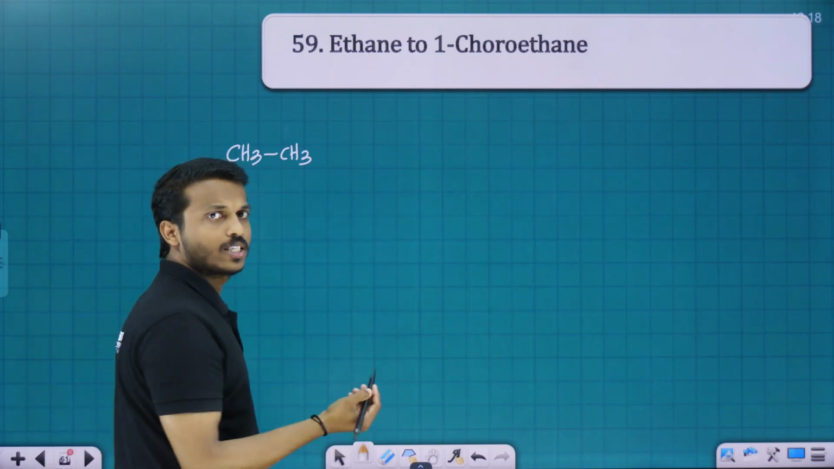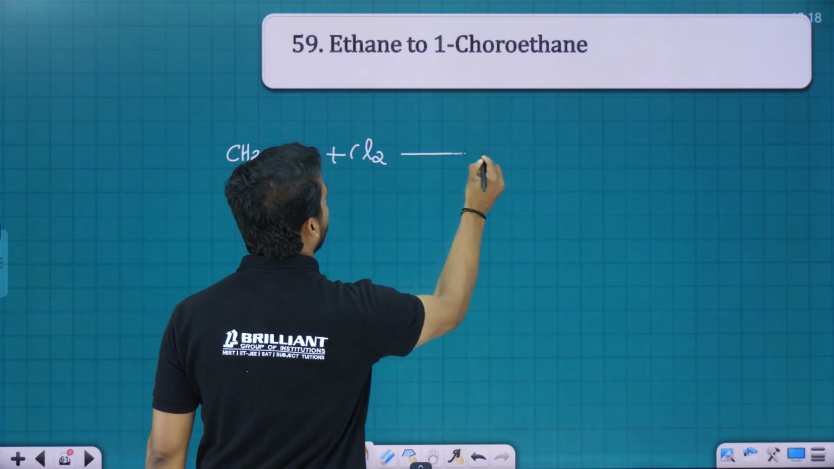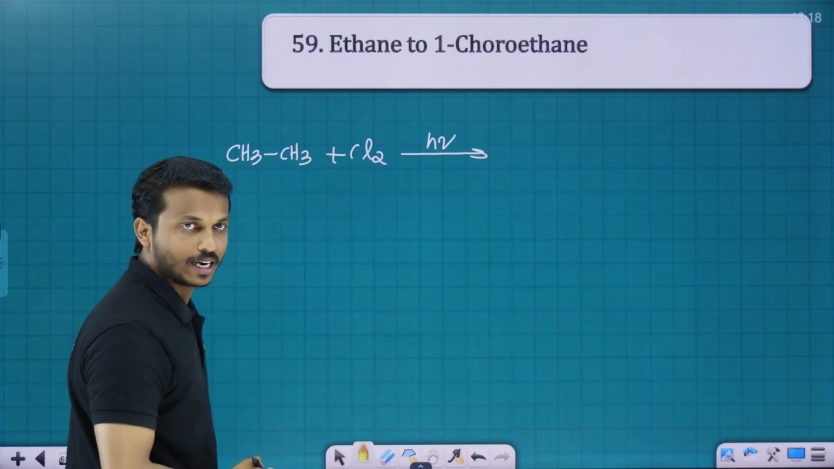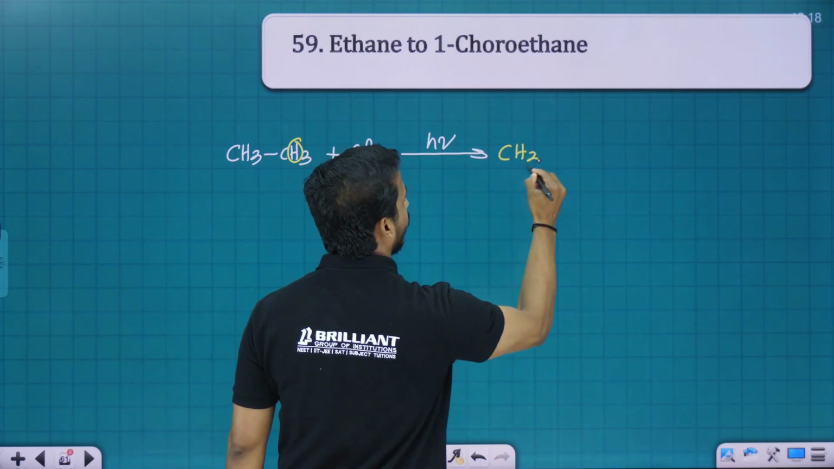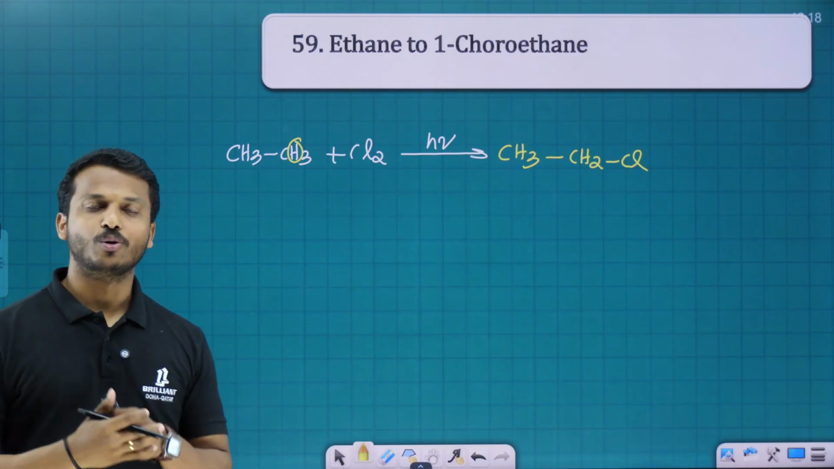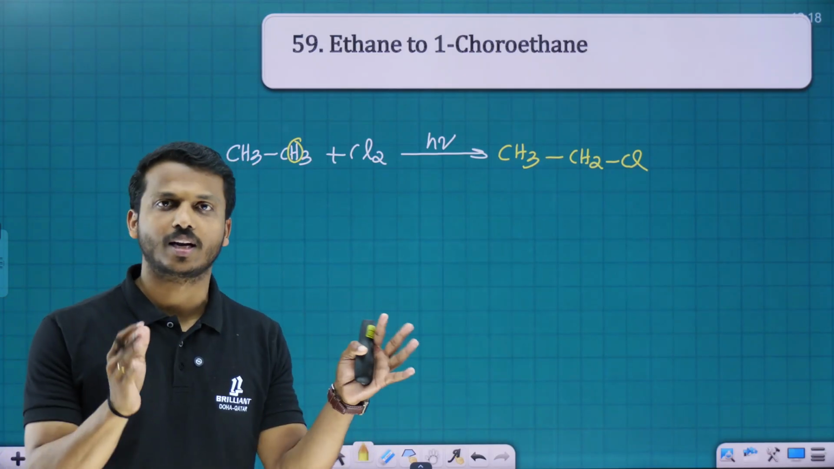59. How will you convert ethane to 1-chloroethane? That is nothing but chlorination, right? Substitution reaction. Let me add chlorine in presence of light. Alkanes undergo substitution reaction. What is substitution? Remove H, substitute one Cl. We'll get CH3CH2Cl. This is substitution. So write the reactant side and product side, then check the necessary requirements.